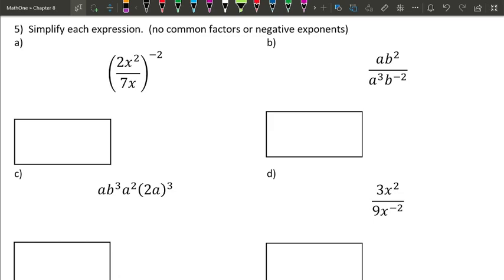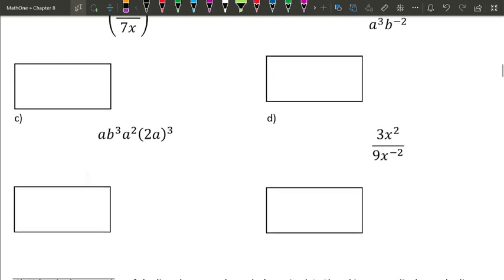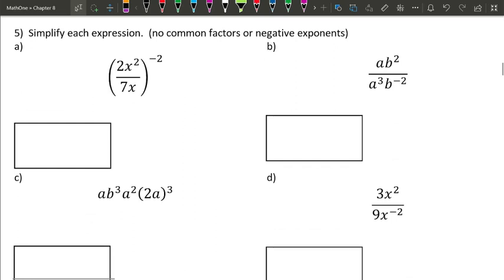So we are asked to simplify each of the following four expressions. It says when we're done, we should have no common factors or negative exponents, and all of our factors that are the same should be collected into one group. So question A is a nice review of a really cool property we learned, right?